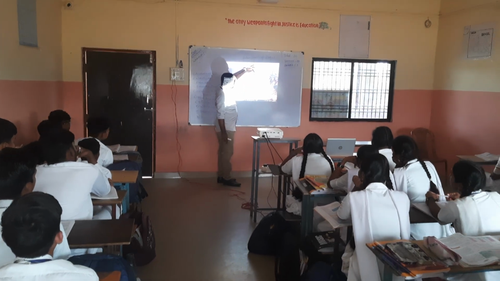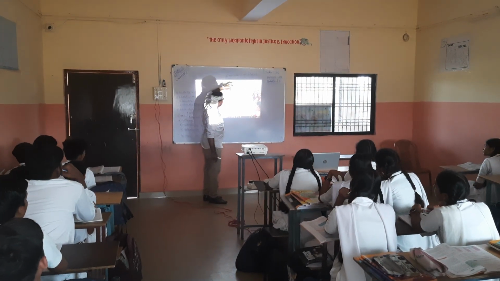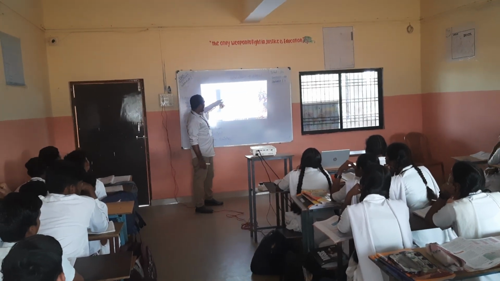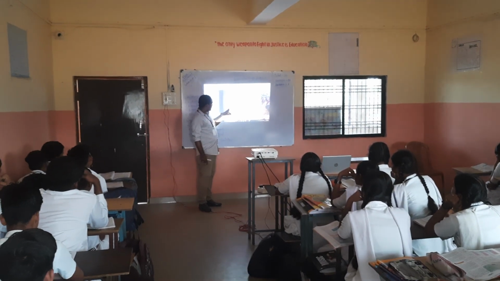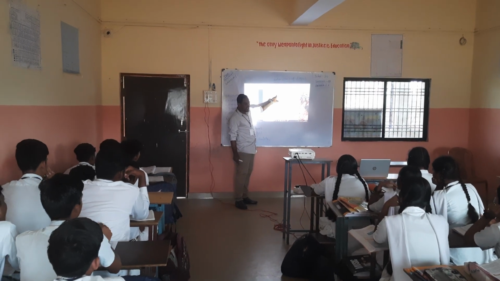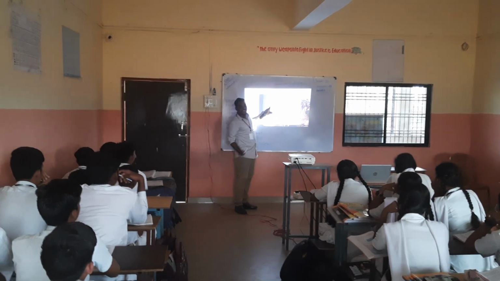The light bends away from the normal. The angle of incidence I is smaller than the angle of refraction. What is happening here? The angle of incidence is smaller, and the angle of refraction is greater because this ray travels from denser to rarer. That's why this refracted ray bends away from the normal. This refraction angle is more compared to the incident angle.